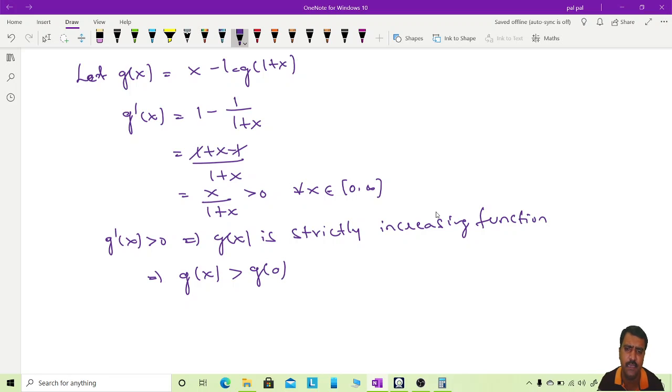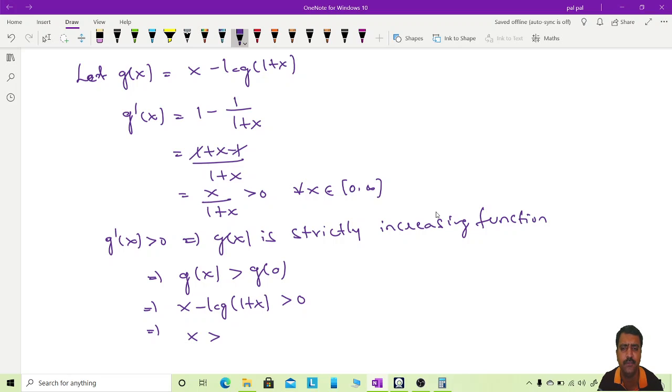G of x for all values is greater than g of 0. What is g of x? g of x is x minus log of 1 plus x, so it is greater than g of 0. g of 0: if you give 0 to x, this becomes 0, and log 1 is also 0. So that is 0. Which implies that x is greater than minus log of 1 plus x.